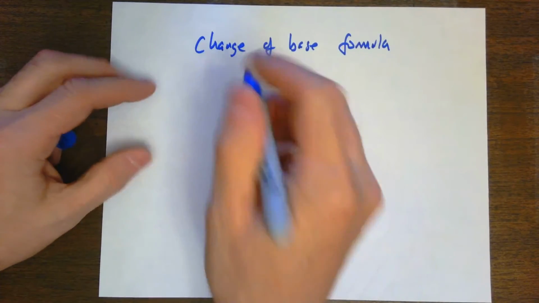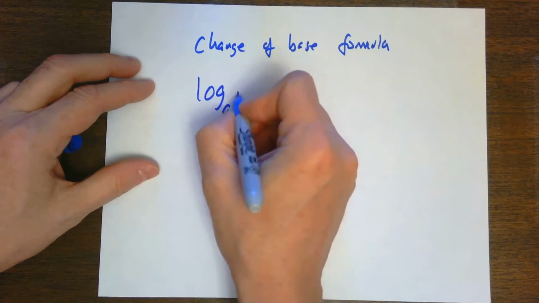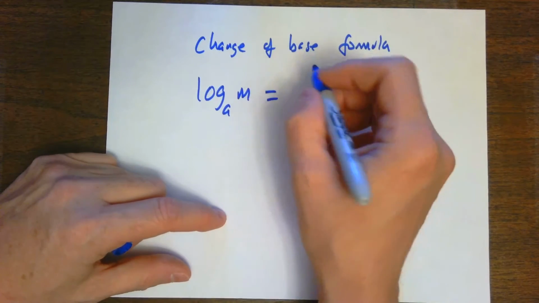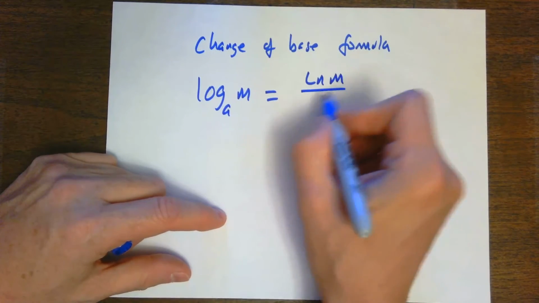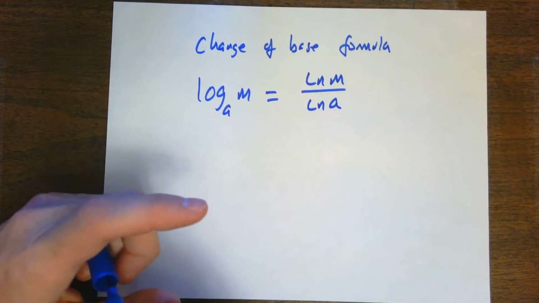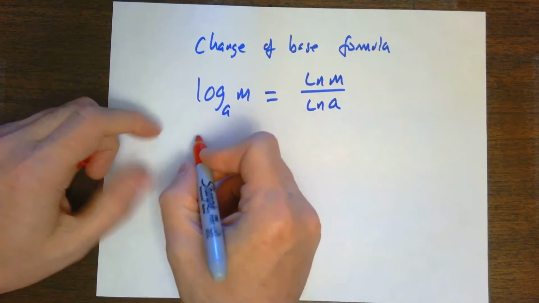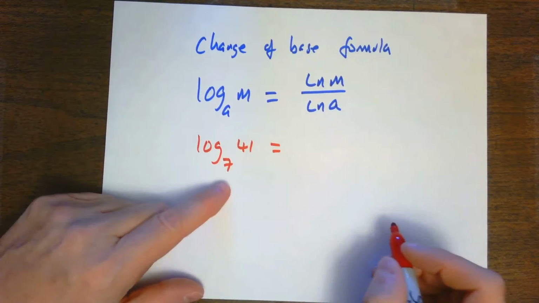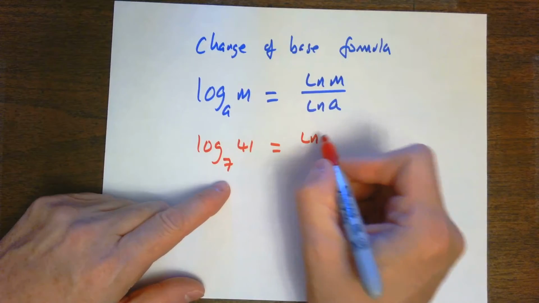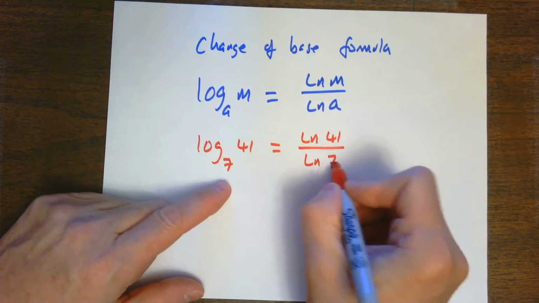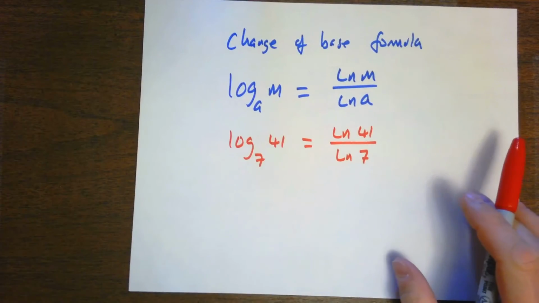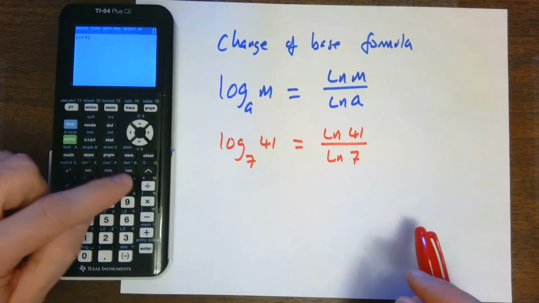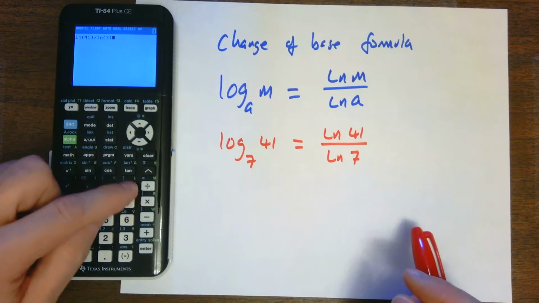If I have some sort of weird logarithm, log base a of m, well, I can rewrite it using properties of natural log, and this is the same thing as the natural log of m over the natural log of a. For example, if I have log base 7 of 41, what on earth is that? It would be the natural log of 41 over the natural log of 7, using this change of base formula. So on the calculator, if I did natural log of 41, close parentheses, divided by natural log of 7, close parentheses.